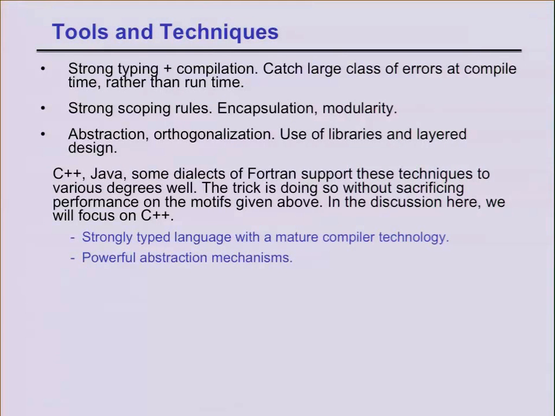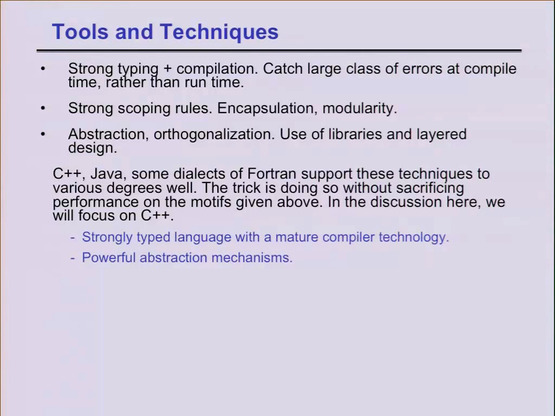Abstraction and orthogonalization. So what does this mean? When I'm describing an algorithm, I tend to come up with some sort of mathematical notation, write it down, LaTeX it up, whatever, and with an appropriate definition of that notation, I can describe it in a fairly concise fashion. And furthermore, with that notation defined, it communicates well to colleagues who are looking at the algorithm. So abstraction is a powerful tool.